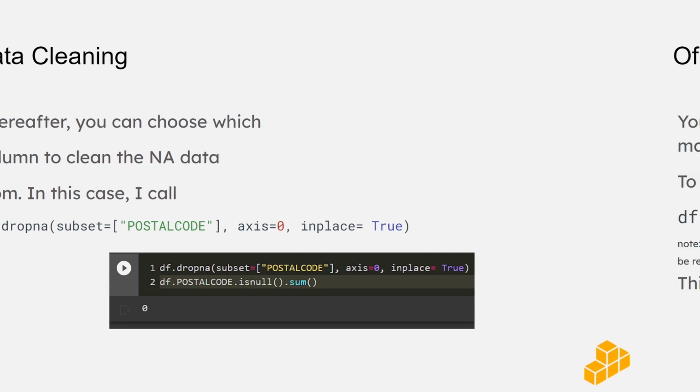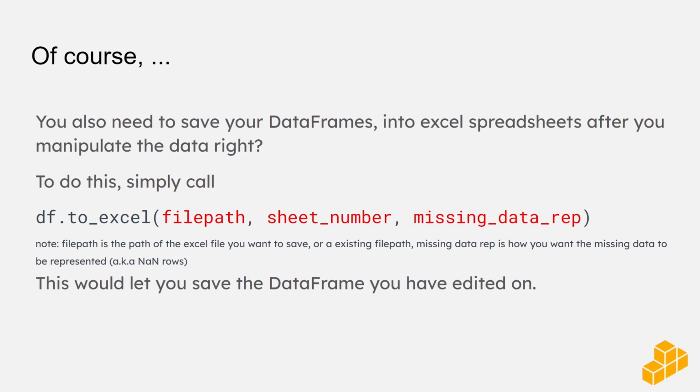Okay, now it's the easy part. Now that you've filtered and manipulated data, let's say you want to save it, as an Excel file in this case. To do this, you can simply call df.to_excel, and then you can pass in parameters.